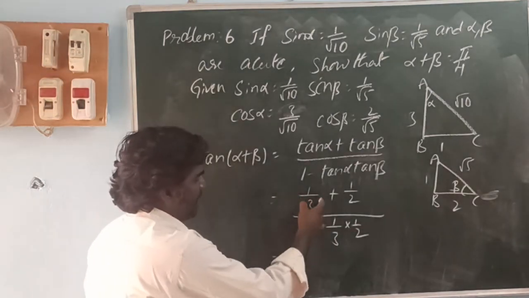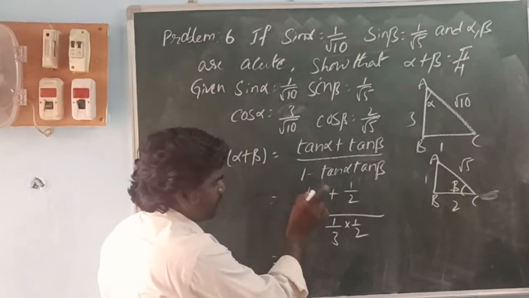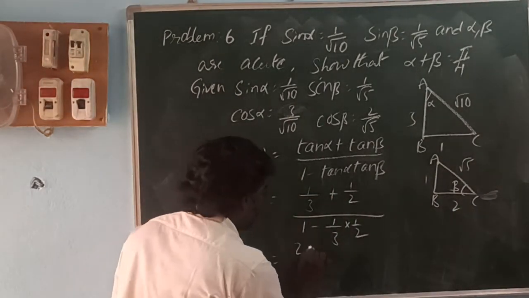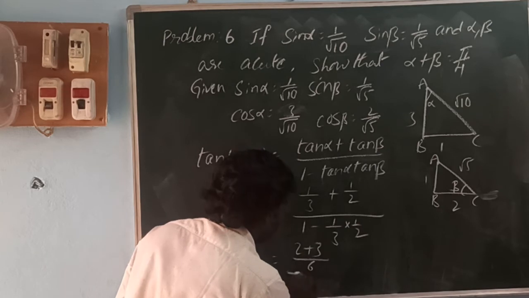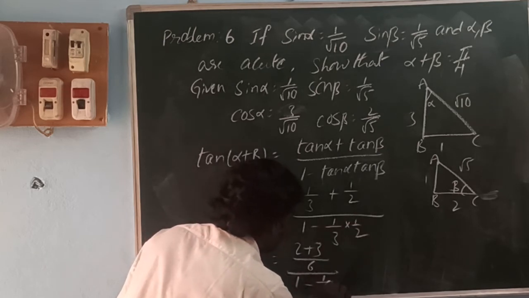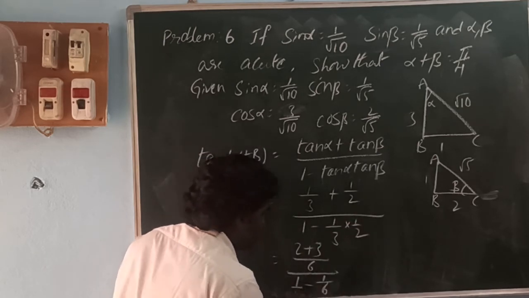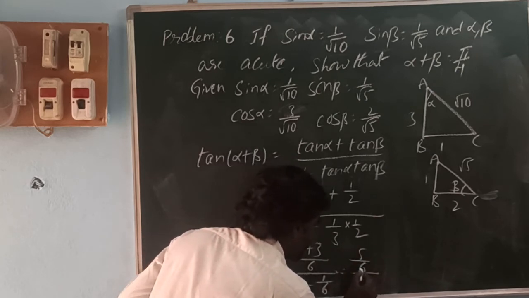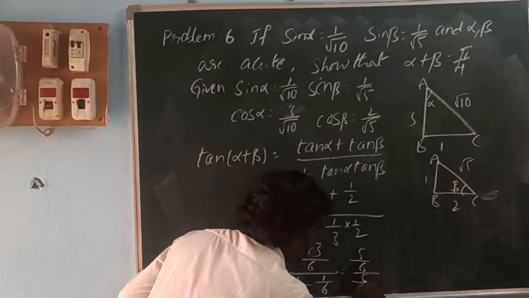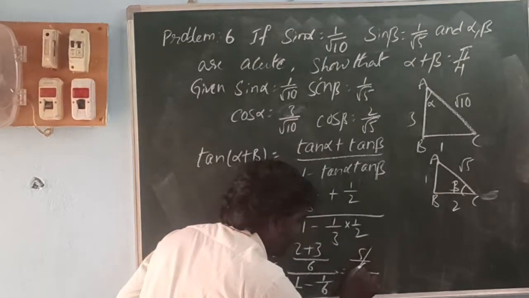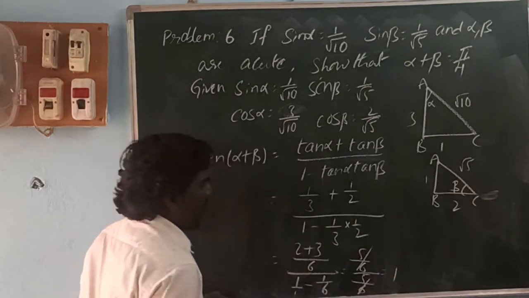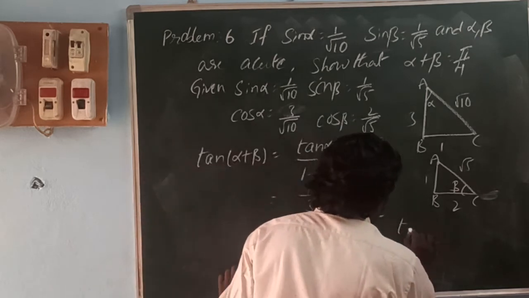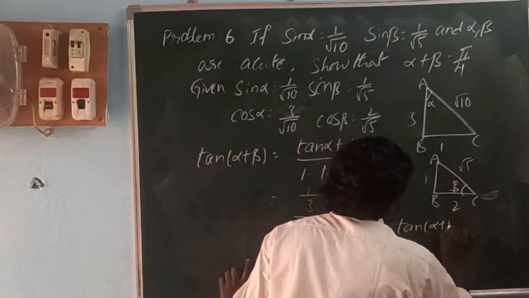So here 1 by 3 plus 1 by 2. Here we can do cross multiplication. 1 into 2, 2, plus 1 into 3, 3. 2 threes are 6. 1 minus 1 by 6, where 1 is a whole number. 2 plus 3, 5 by 6. Here 6 minus 1, 5 by 6. Numerator is 5 by 6, denominator is 5 by 6, its value is 1. So here tan of alpha plus beta is equal to 1.